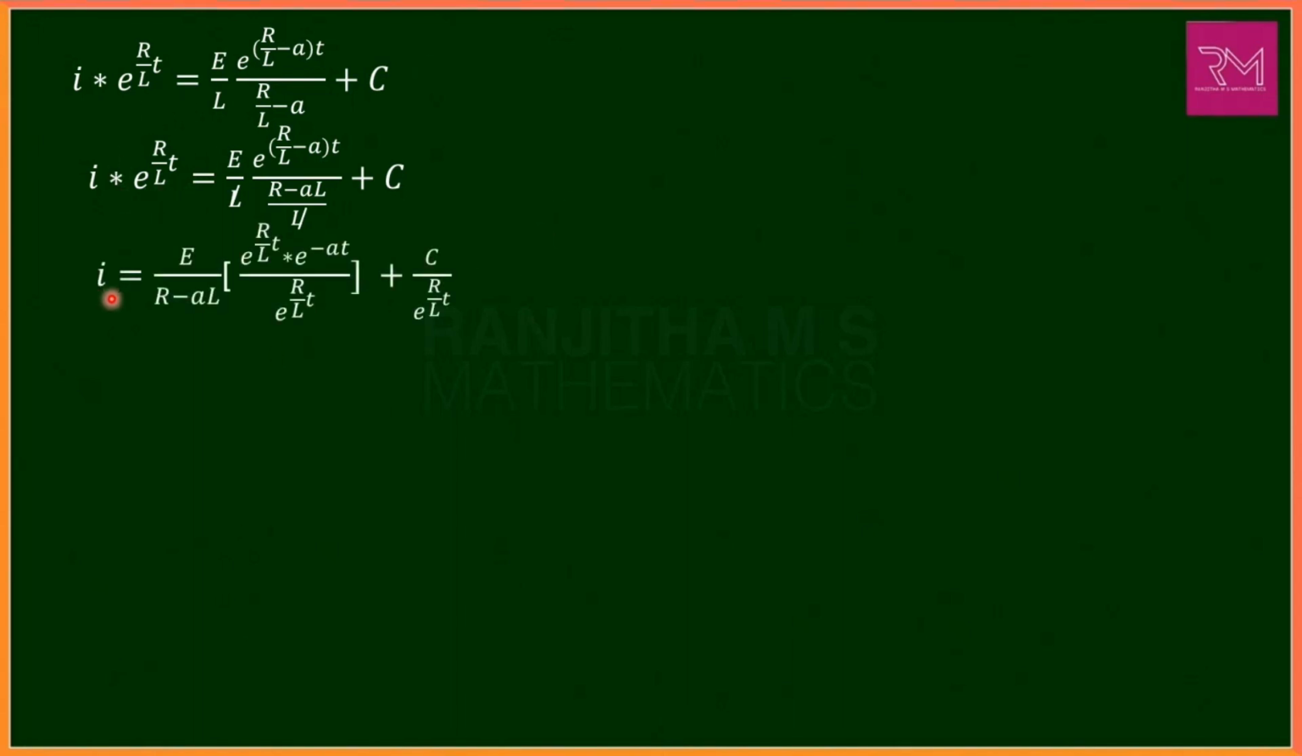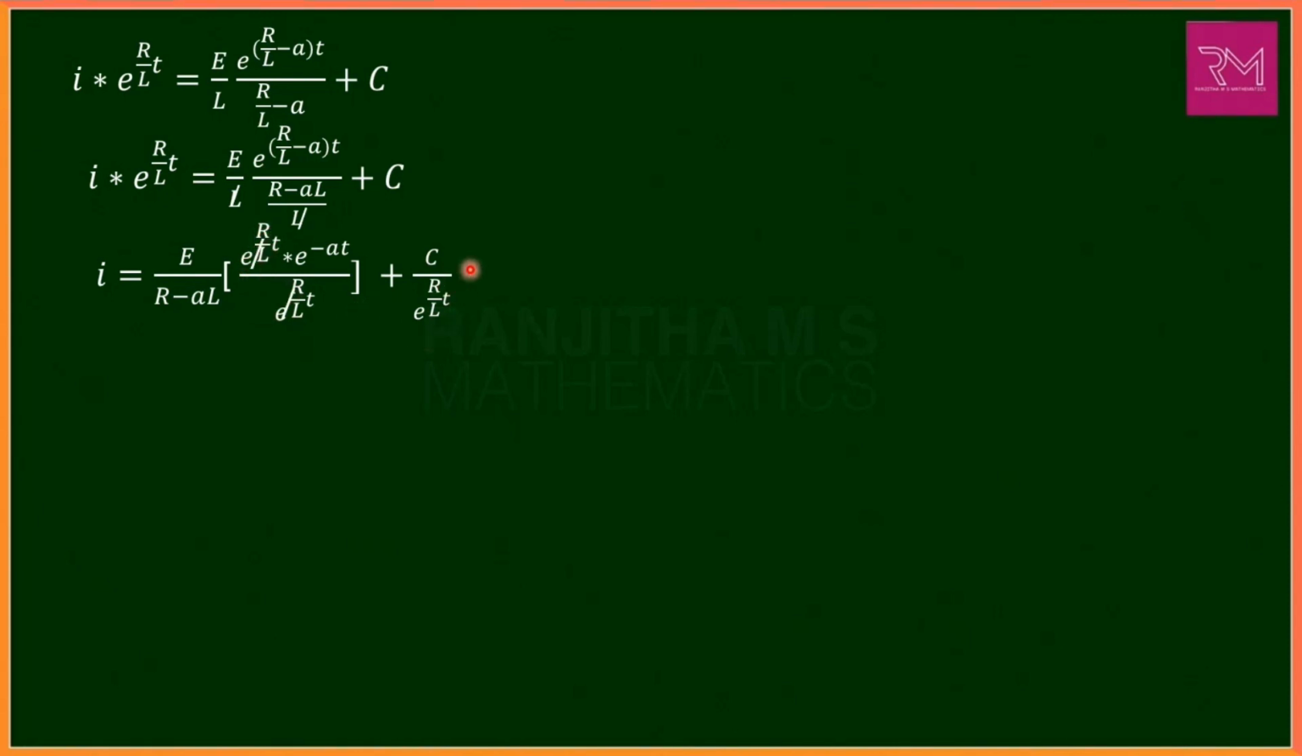Here we can cancel this L term and take this value to the right hand side. We get the value of I as E divided by (r − aL), which is constant, take outside, into e^((r/L − a)t). We can split it as e^(rt/L) into e^(−at), divided by, this value goes to the denominator, that is e^(rt/L), plus also c divided by e^(rt/L). Here we can cancel this e^(rt/L) value.